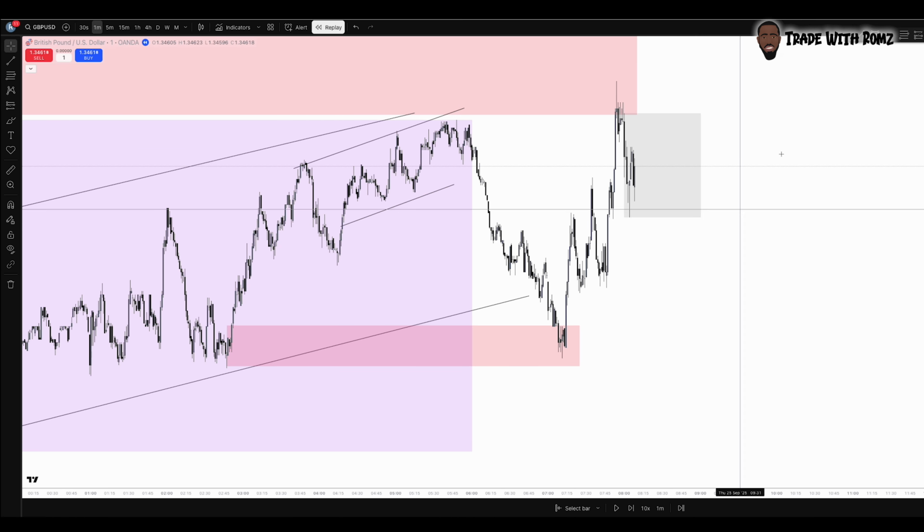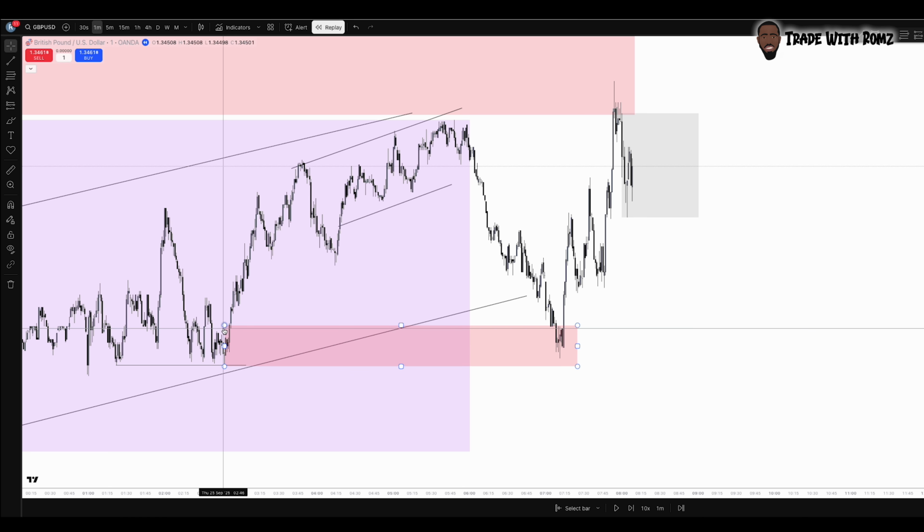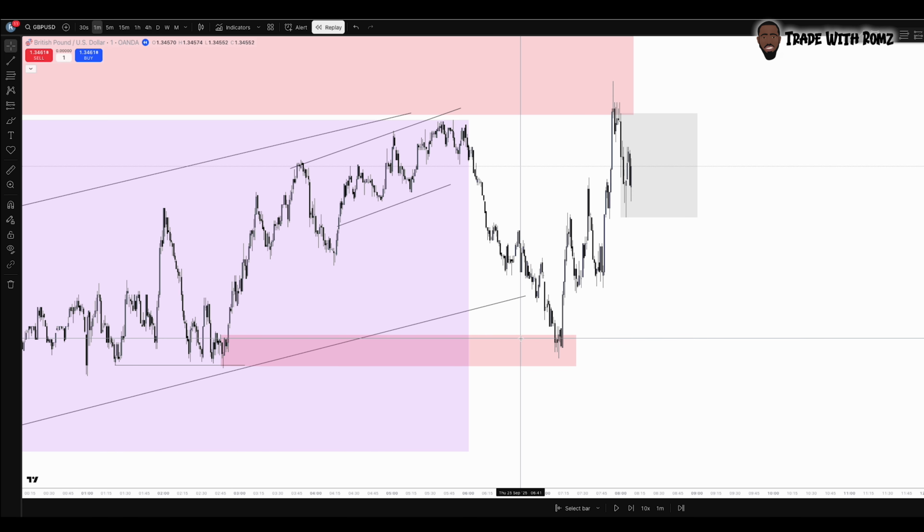You've got price coming down and inducing these lows into the demand zone, into this inducement low. This is an inducement low here. This is an inducement mitigation. All right. And then price moved high into my overall POI though.